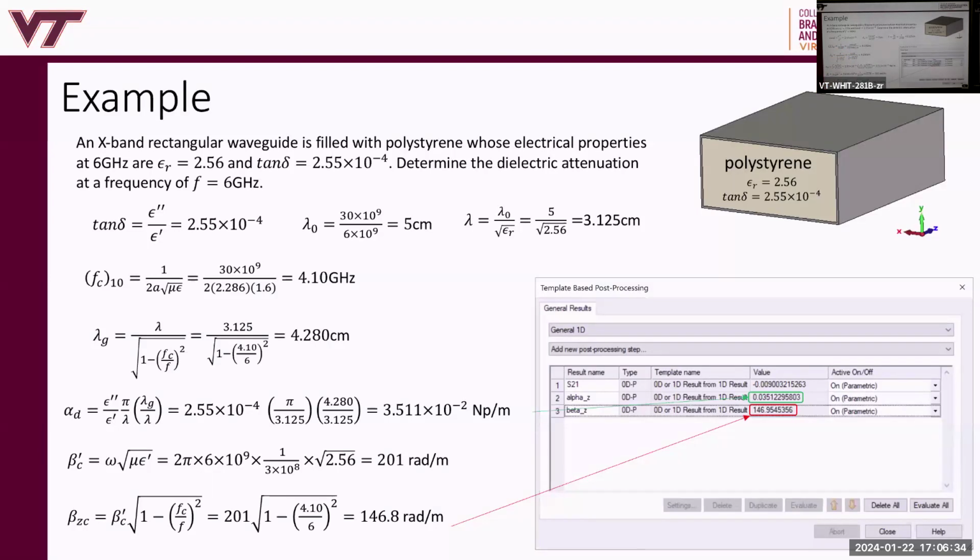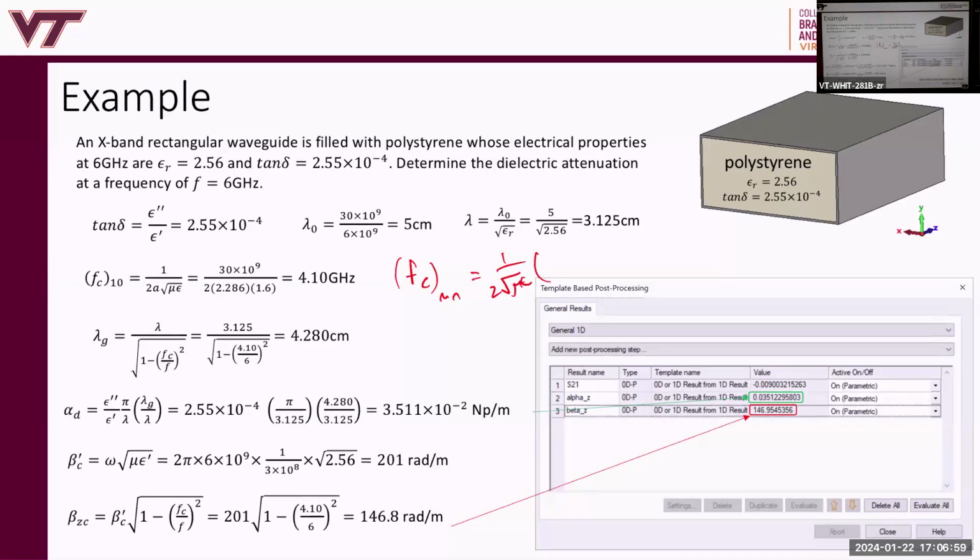It was given a few slides back. So it's the square root, where is it? Here. So remember, it was fc of mn equal to 1 over, I think, 2 times the square root of mu epsilon into m pi over a. Let me pull it up real quick.